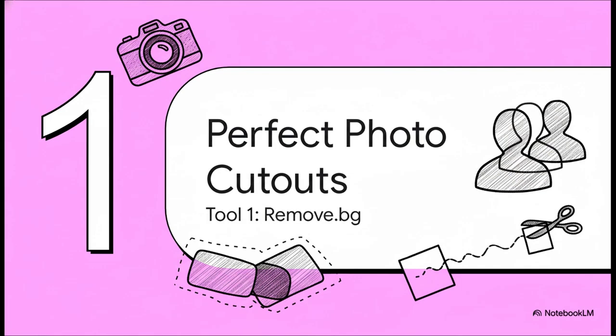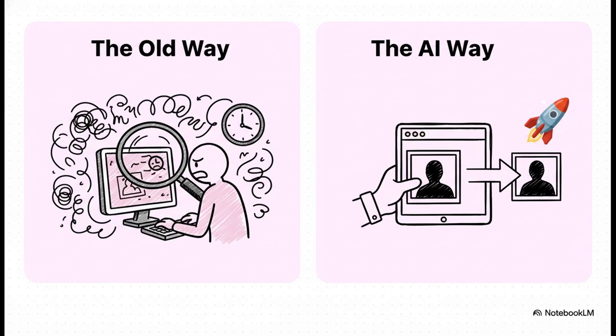First up, we've got Remove.bg. This little gem tackles a super common and, let's be honest, often really boring task, getting perfect cutouts from your photos. So just think about the old way you had to do this, probably in Photoshop. You grab the magic wand tool, you zoom way, way in, trying to manually erase all those little bits around the edges. I mean, it took forever. The AI way, you just drag your image, drop it, and the background literally just vanishes, instantly.